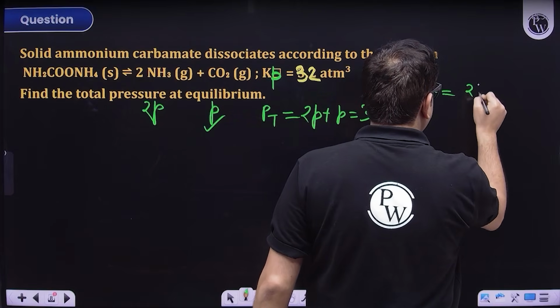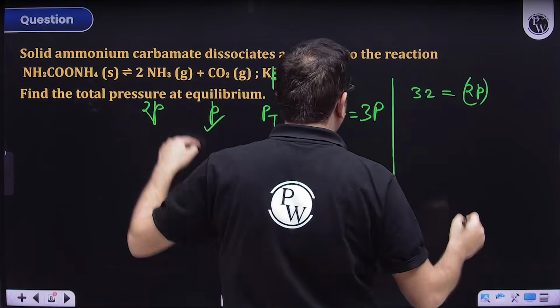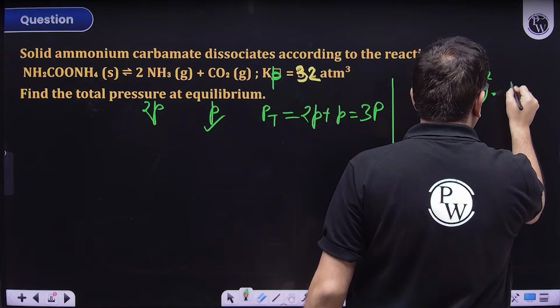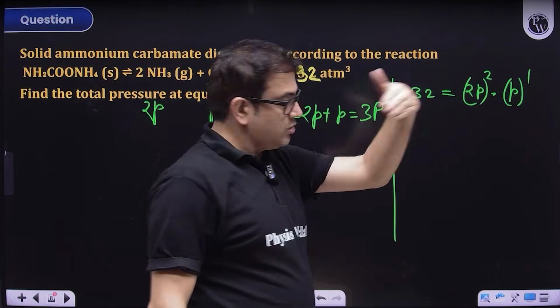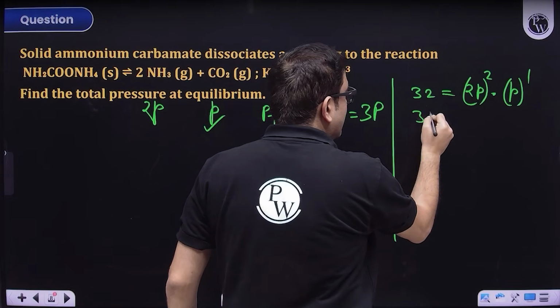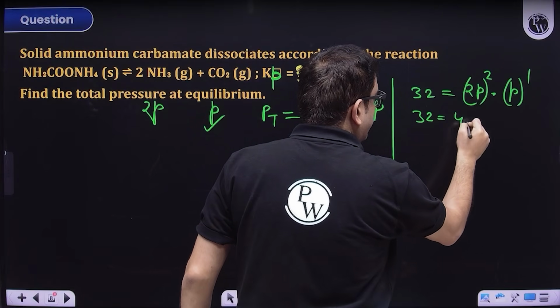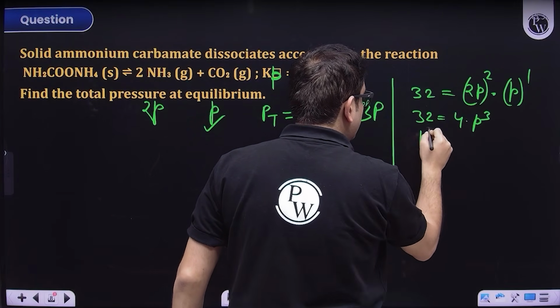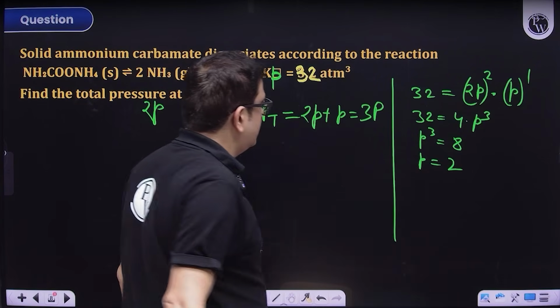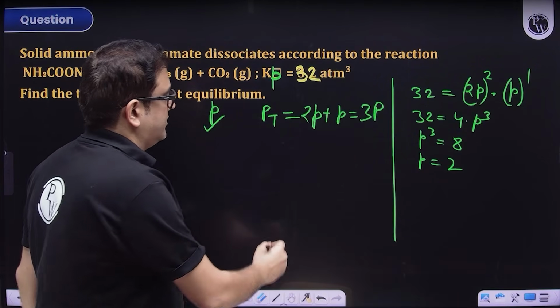2P raised to the power... square into what is partial pressure of CO2? P raised to the power 1. Solve. I guess these calculations JEE generally loves. 32 into 2, 2 is 4, into P cube. So P cube is 8. So P is 2. Easy. So the answer is 6.